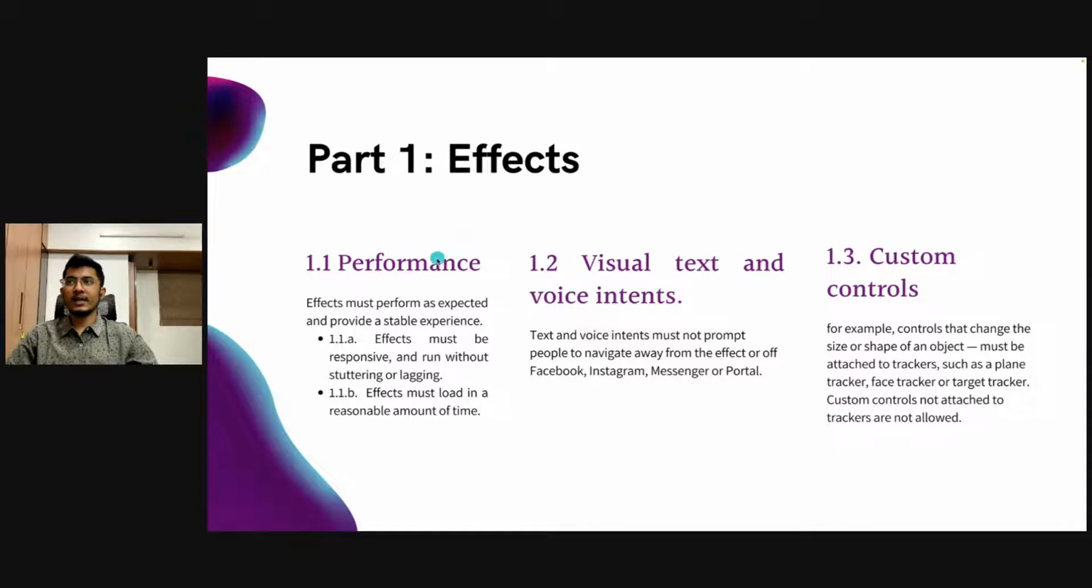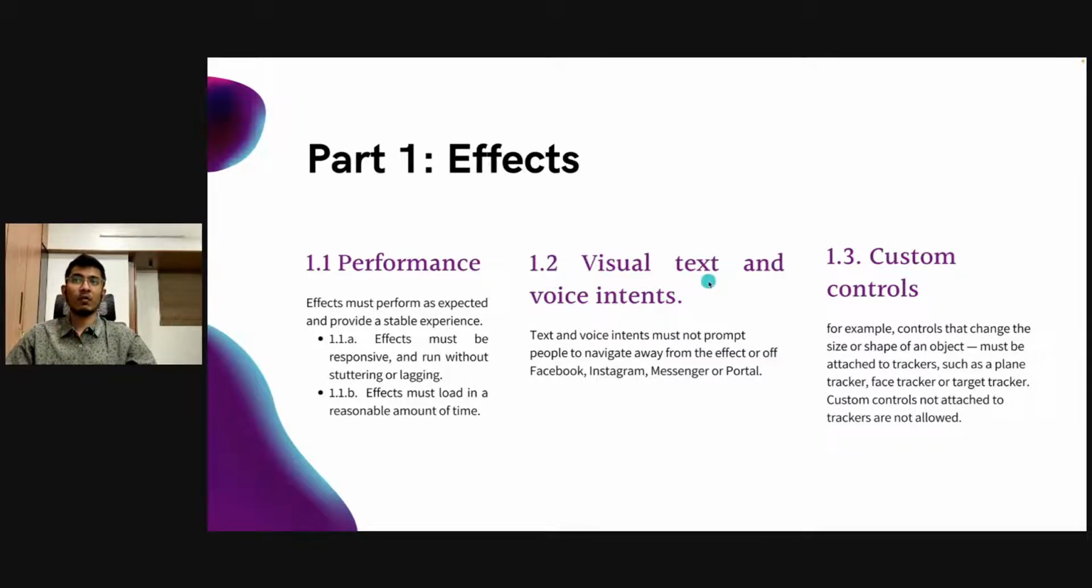It depends on different criteria, that is performance, visual text, voice intents, custom controls. So what does the performance include? Performance includes: effect must perform as expected and provide a stable experience. So basically there should be no FPS drops, that is frames per second. It shouldn't be laggy, glitchy, which is explained down in the bullet points. Effects must be responsive, run without stuttering or lagging. Effects must load in a reasonable amount of time. Your file size or the assets shouldn't be that big, so that it reduces the loading time of the effect.